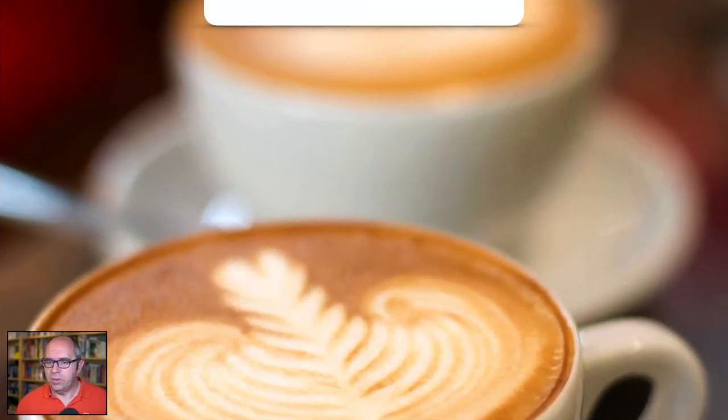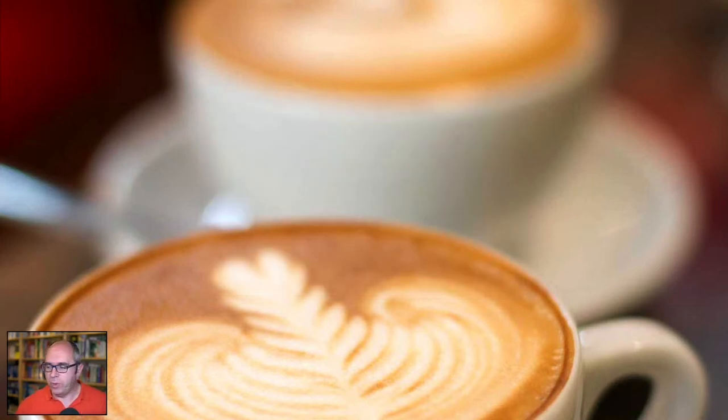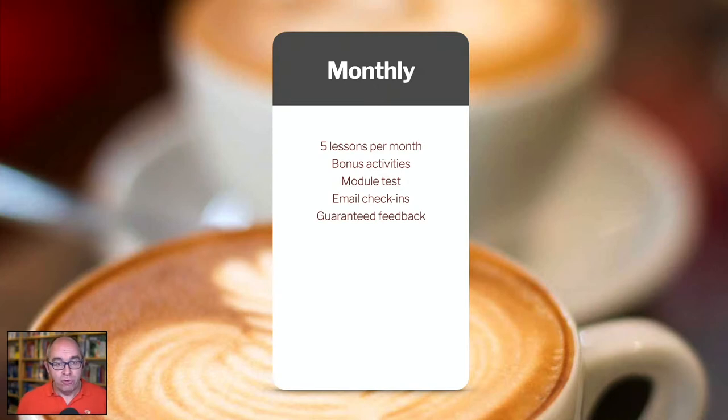Now, coming on to the question that Miranda asked about pricing, what price is the masterclass? So if we look at what you're getting for the masterclass on a monthly basis, you get these five self-access lessons per month. You get bonus activities, like the consolidation materials and the checklists that I explained. You get a module test at the end of each module. You get the email check-ins. We'll be checking in with you regularly by email to let you know that there's a new lesson available and so on. And then a crucial aspect of the masterclass is this guaranteed feedback.